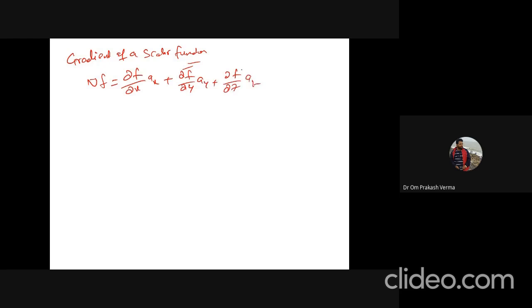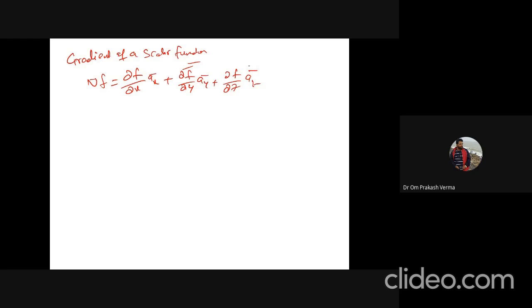So we have covered the gradient of a scalar function. What we discussed is that the gradient of f, or the scalar field, is del f by del x ax plus del f by del y ay plus del f by del z az, where ax, ay, az are the unit vectors.